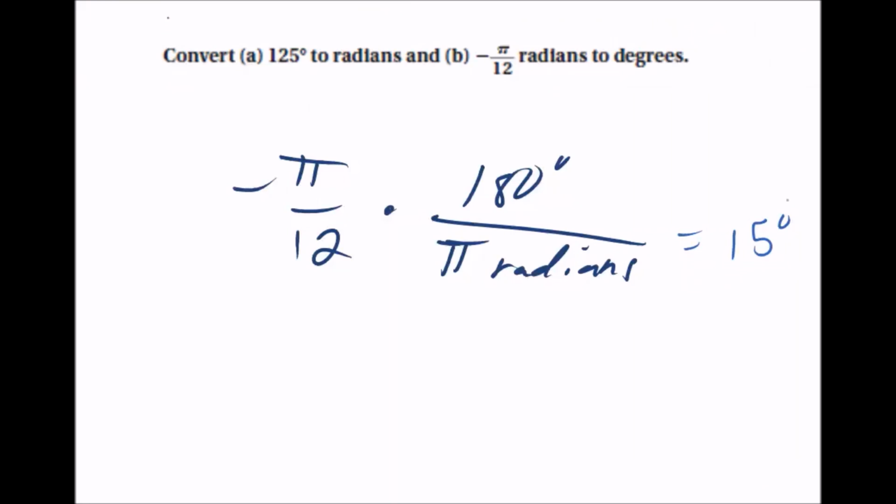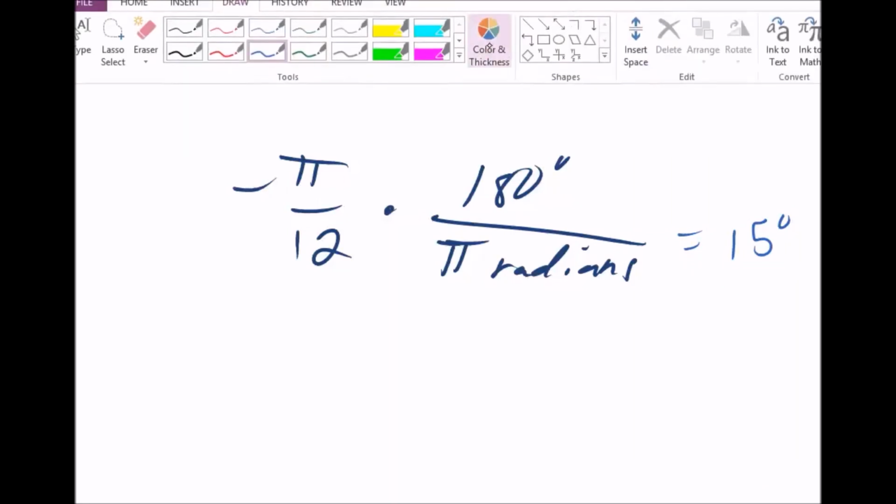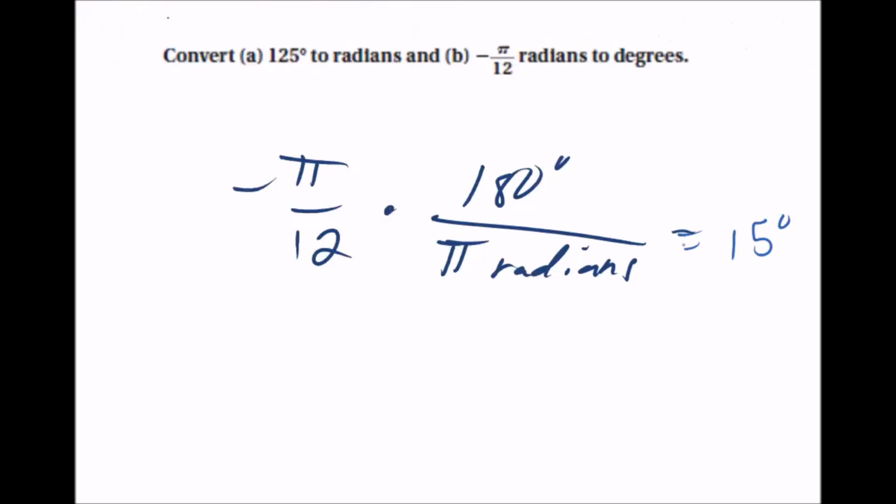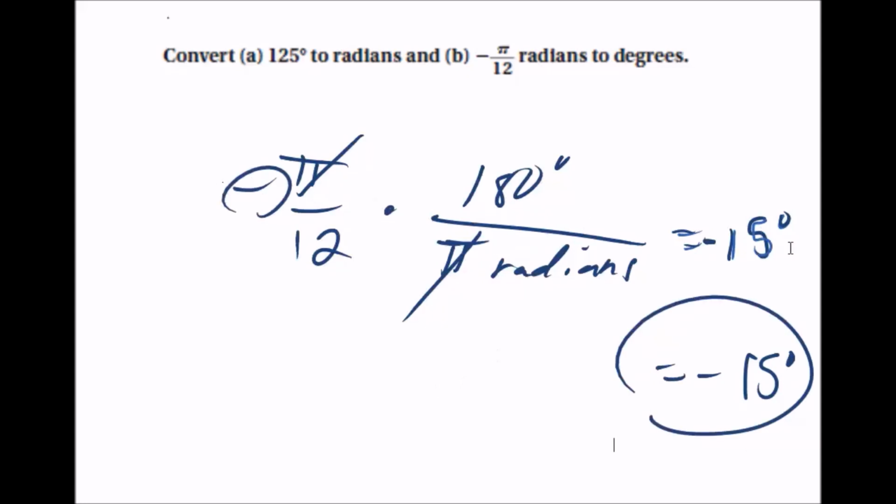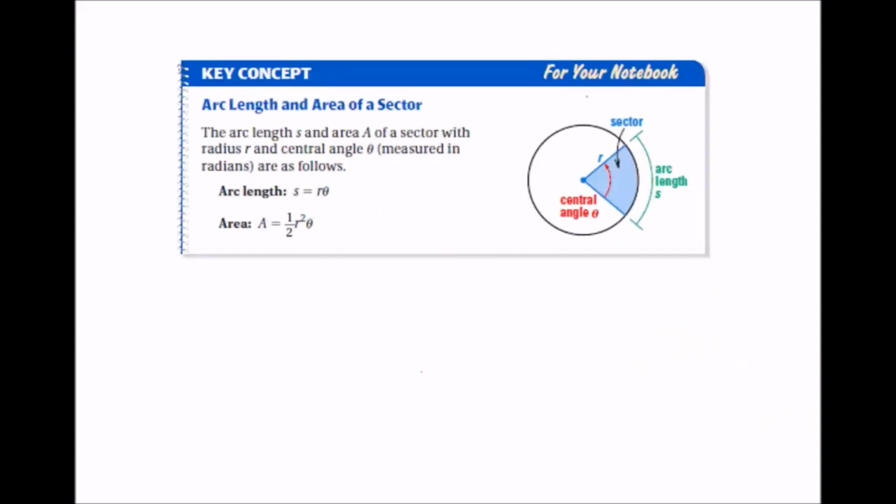Now, if you don't want to go through those steps, what you're going to do is just cross multiply. Pi's cancel out. What we have is 180 divided by 12 to get negative 15 degrees. It's the same answer. You multiply the numerators across, you multiply the denominators across, and divide them. Just make sure you keep the negative sign, and you get negative 15 degrees is the same as negative pi over 12 radians.